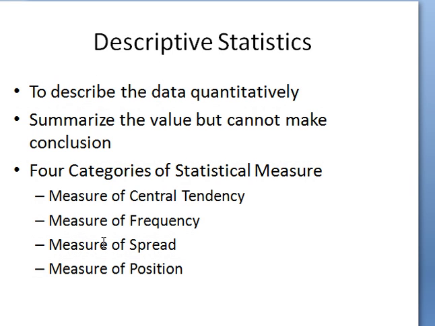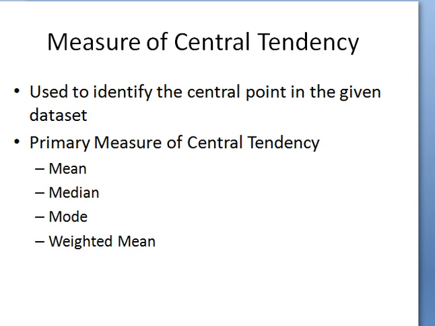Okay, if you have some data, you will not represent those data as such. Instead, you will make a compact representation of the data. Four categories of statistical measures used in descriptive statistics are measure of central tendency, measure of frequency, measure of spread, and measure of position. In today's session, we are going to see only measure of central tendency.